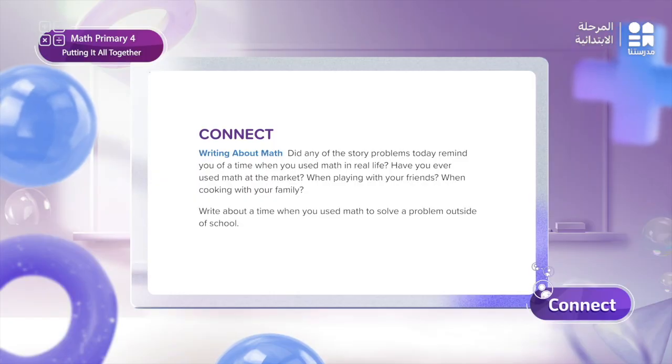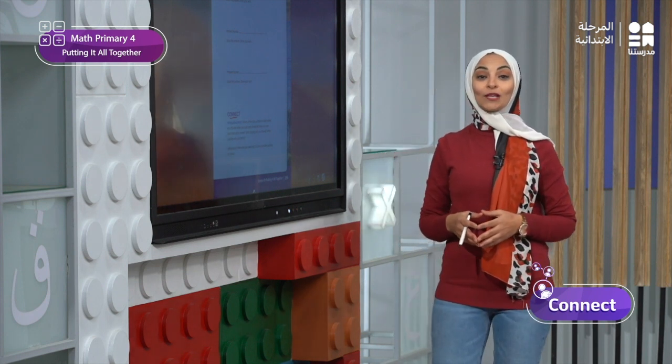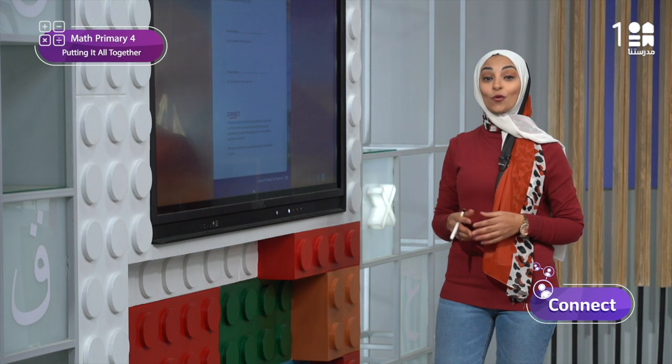Here is the Connect part, as you see here. Now we are asked: in any of the story problems today, do you remember a time when you used math in real life? Have you ever used math at the market, for example? Or when playing with your friends? Or when cooking with your mom and dad? Can you think of such situations and record them in your book?